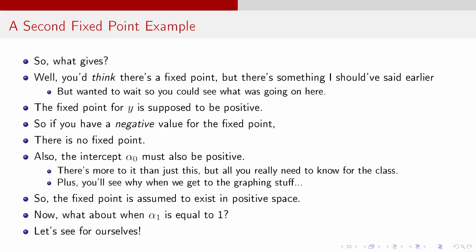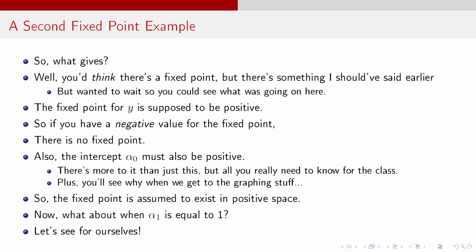Now there's more to it than just this, but all you really need to know for the class is it needs to be positive. Plus, when we get to the graphing, again, you'll see why. So the fixed point is assumed to exist in positive space. What about when alpha 1 is, say, equal to 1?